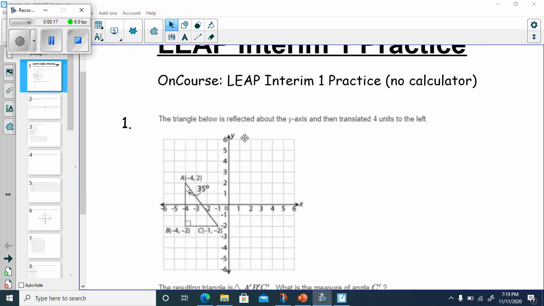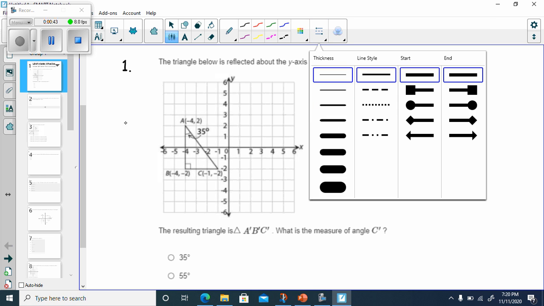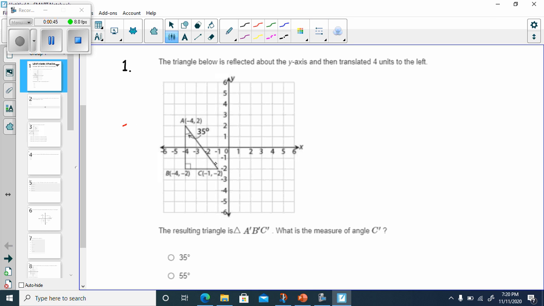It says the triangle below is reflected about the y-axis and then translated 4 units to the left. Well, before we do anything to it, let's check to see what it's asking us. The resulting triangle is triangle A prime, B prime, C prime. What is the measure of angle C prime? Okay, well, C and C prime would be corresponding. So what we're looking at here is finding out what C prime would be.